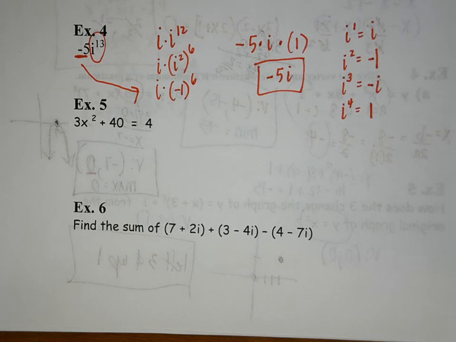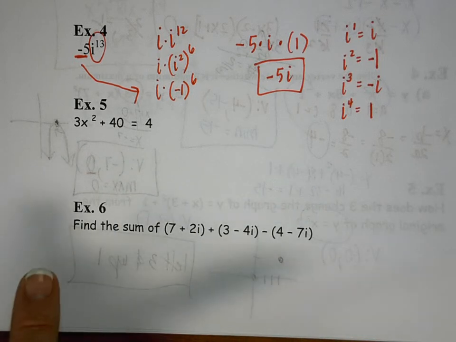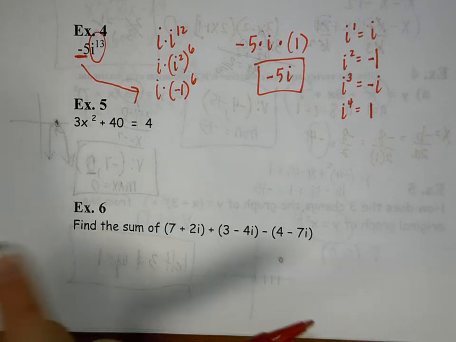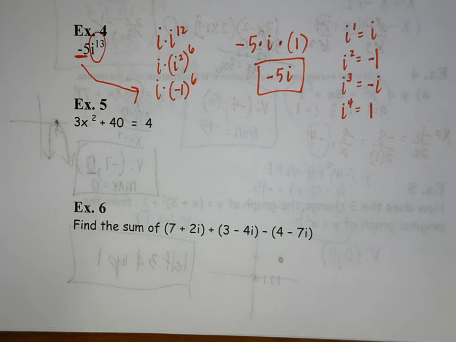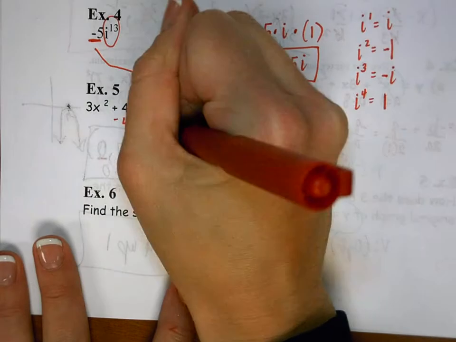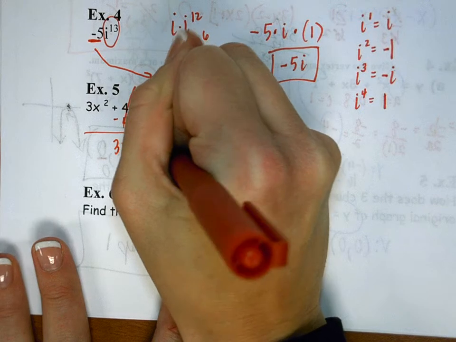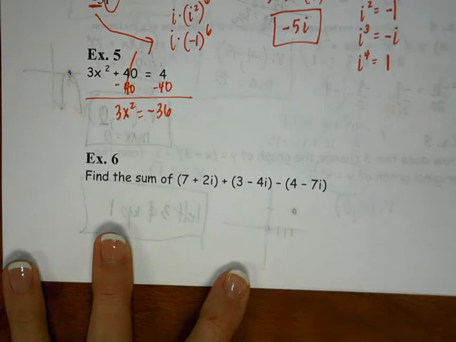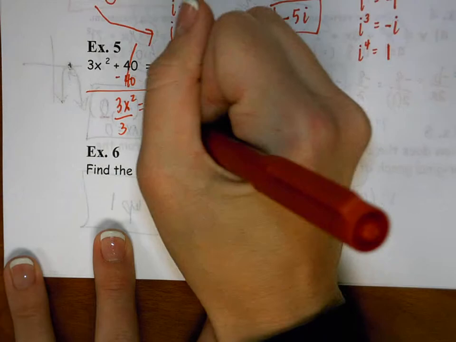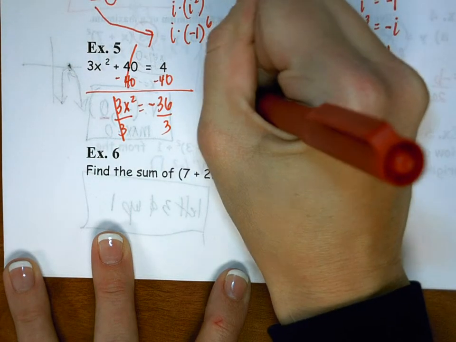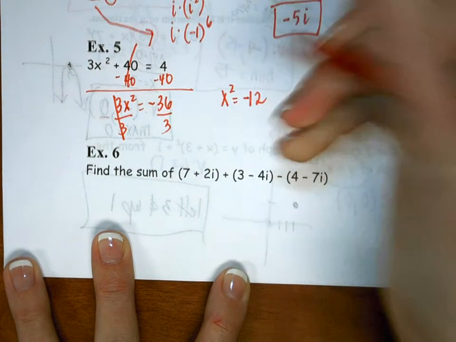Example 5. What will I do on example 5? You could set it equal to 0, but see how there's no plain x term and we're not going to be able to factor? It's easier just to try to get your square by itself. So what would I do in order to get the square by itself? Very good. So subtract 40 from both sides. We have 3x squared equals negative 36. Then I divide by 3 on both sides. We get x squared equals negative 12.